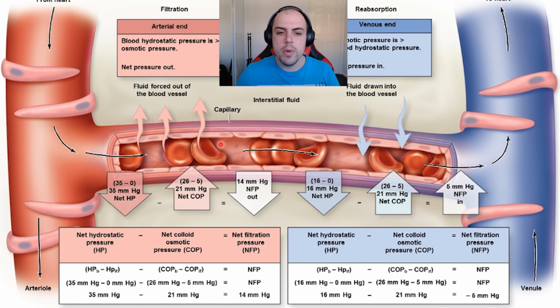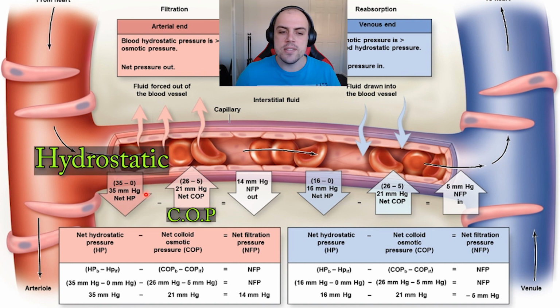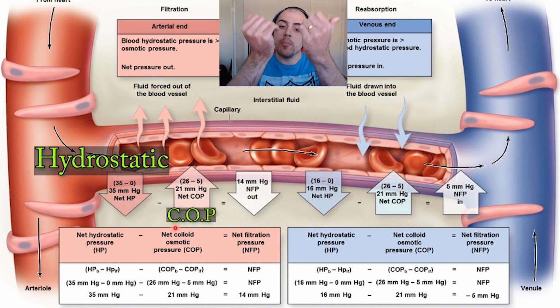So when we are looking over here at our filtration end, and that's what these arrows are describing down here, we have 35 millimeters of mercury of hydrostatic pressure that's wanting to push out. However, we have 21 millimeters of mercury of colloid osmotic pressure wanting to drag back in.